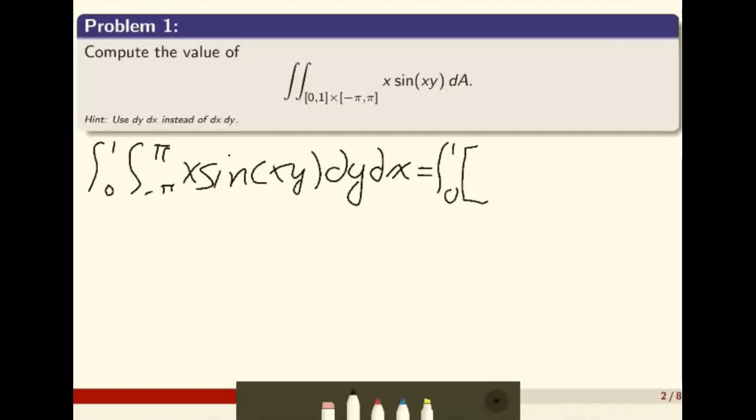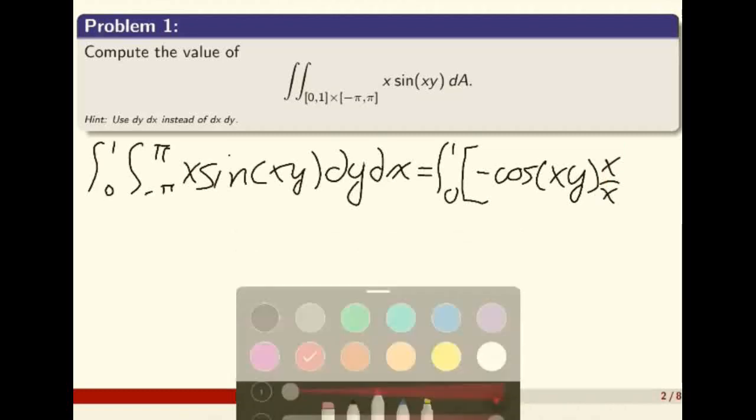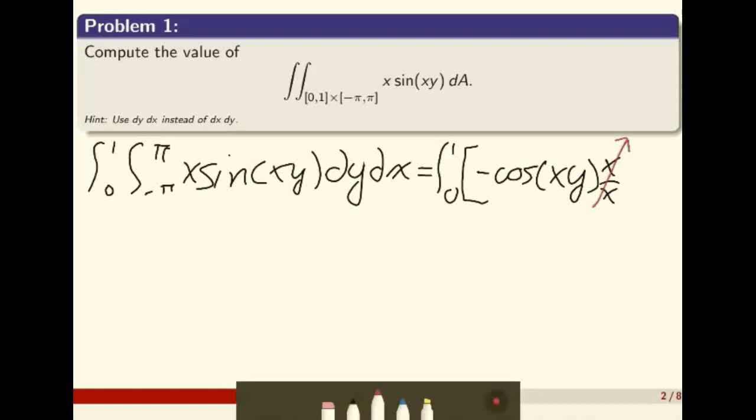And so our sine of xy is going to integrate to negative cosine of xy over x, as if we'd done a u substitution where u was xy. And the 1 over x that we get from the argument xy is going to cancel with the x that we had multiplying things out in the beginning. And so we wind up with just a factor of cosine xy, times x over x. So that x over x goes to 1.